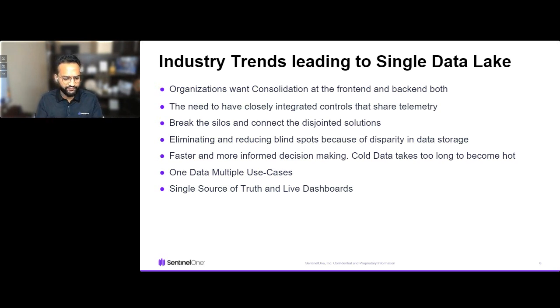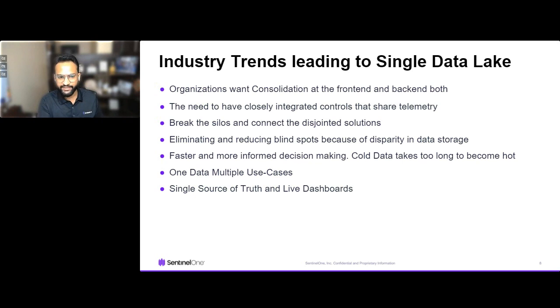If you're not able to visualize this, just imagine you have 2 to 3 different laptops, your personal laptop, your office laptop, and maybe another laptop that you may be carrying for other purposes, with all the data in so many different laptops, and there is no one single screen where you can search and see where this data may be. So it's very important that we break that silo and connect the disjointed solutions, and that also led to the single data lake.